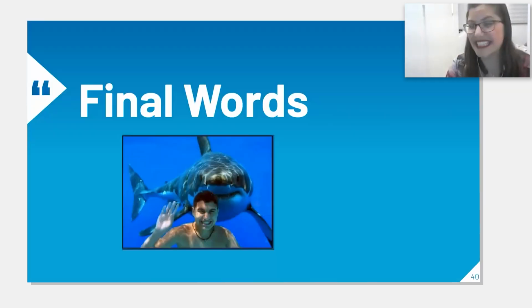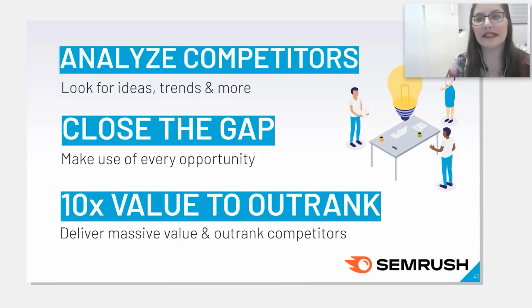Final words. Analyze competitors, look for ideas, trends, and more. Close the gap. We need to make use of every opportunity we see. And SEMrush is highlighting the top opportunities for you, so it should be very easy for you to identify them. And we need to create 10 times value content to outrank my competitors. So just think of it as something that always needs to be in the back of your mind. Do competitive analysis once a month and you're done. That's great for you. And that's it.